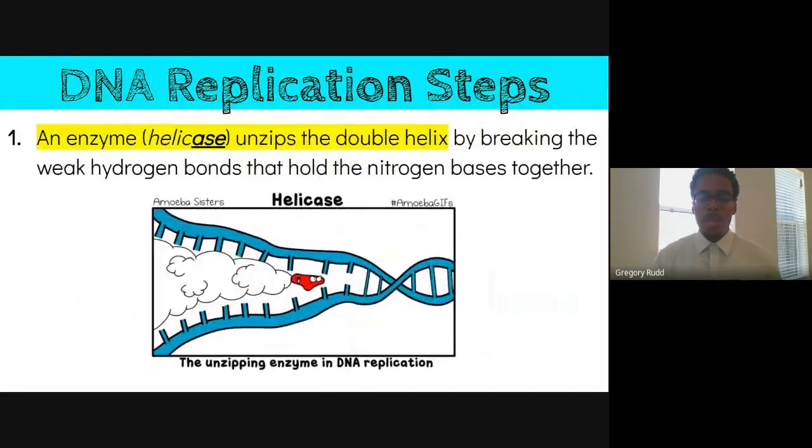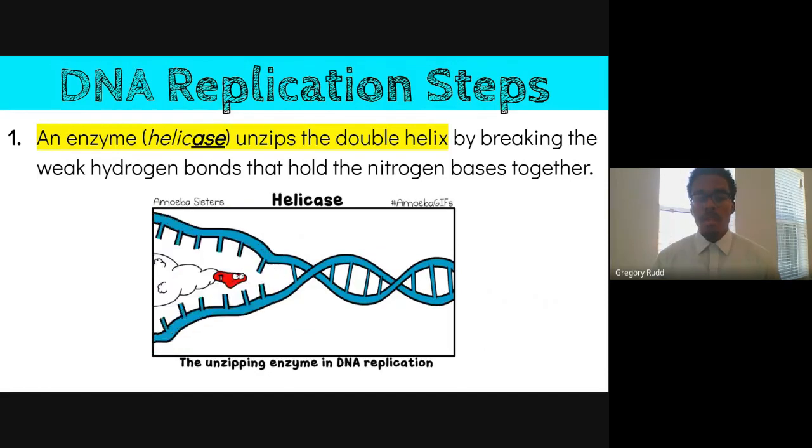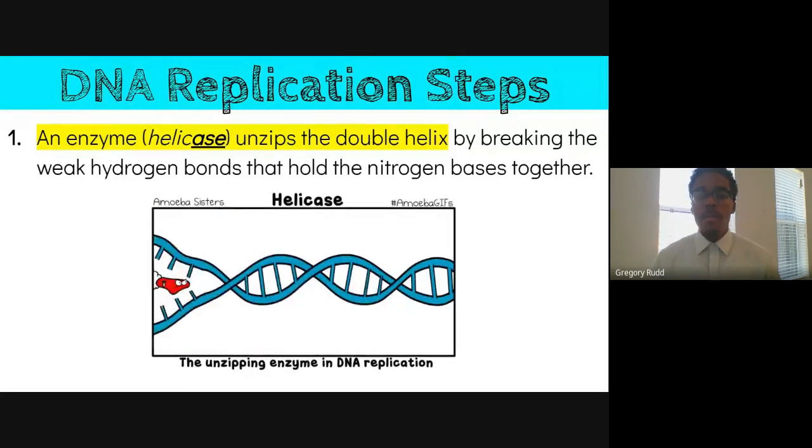All right. So the process of DNA replication can sometimes seem a bit confusing, but we're going to try to break it down by using some common terms that you all are familiar with.